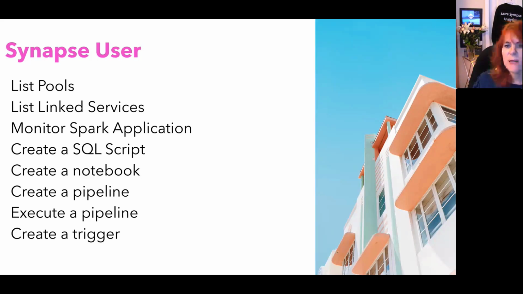So if you are a Synapse user, you can take a look at the pools, and you can see the list of linked services. You can take a look at monitoring Spark, and you can create SQL scripts, notebooks, and pipelines, and execute pipelines and create a trigger. Notice you don't have any ability to create anything. You don't have the ability to create linked services. You don't have the ability to execute notebooks per se, but you can execute pipelines and create triggers with pipelines.